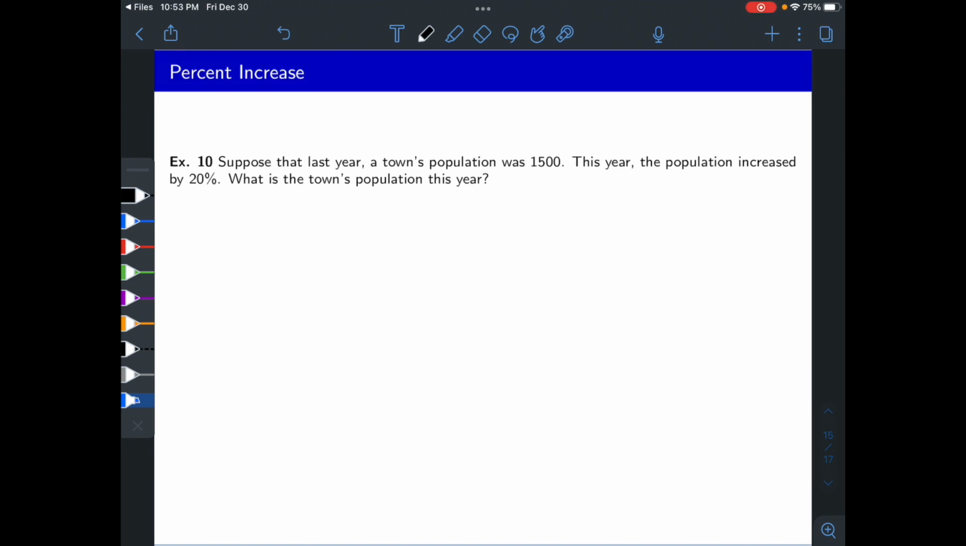All right. Suppose that last year the town's population was 1,500, and this year the population increased by 20%. What is the town's population this year? All right. So if the population is going up by 20%, well, first thing that we need to do is figure out what is 20% of 1,500.